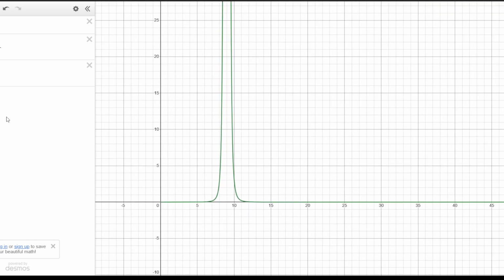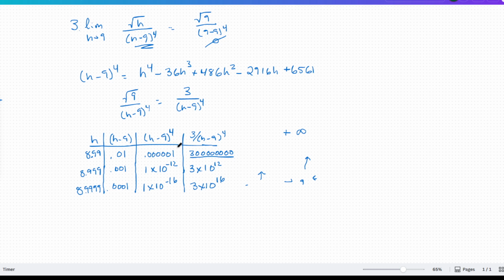So those ones are kind of a little trickier, but you can always do this little table to mathematically reason out what's going on in the situation.